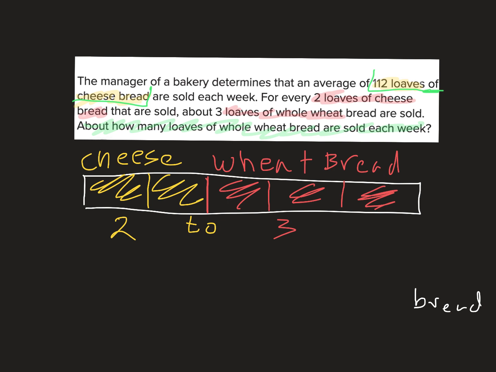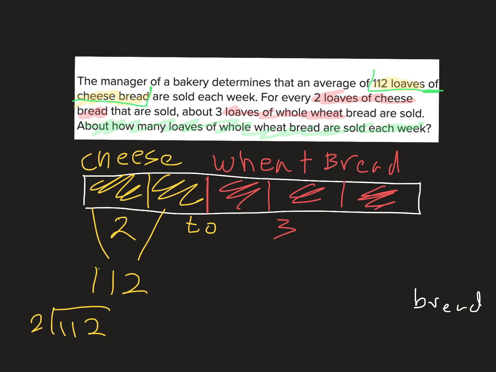We're going to use that to make a prediction for the wheat. So 112 loaves of cheese. So we're changing this into 112. How many 2's are there in 112? We're dividing that 112 into 2 equal parts to represent our cheese bread. You can do that by long division, 112 divided by 2. You could count by 2's until you get to 112, but that would take a long time.